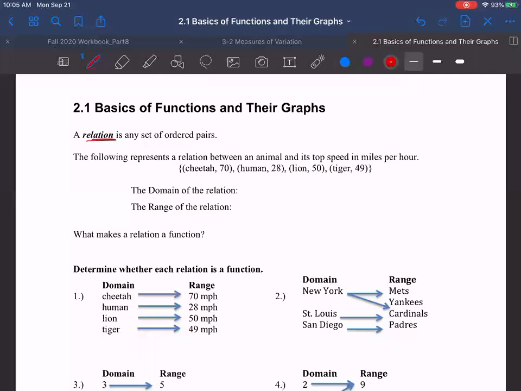animals and its top speed in miles per hour. And so what we have is cheetah is 70, human 28, lion 50, and tiger 49. We have two things that we can talk about with this. First off is the domain. That is all of the inputs that you can add for this, all your inputs. That's going to be things like cheetah, human, lion, and tiger. Those are all of our inputs.